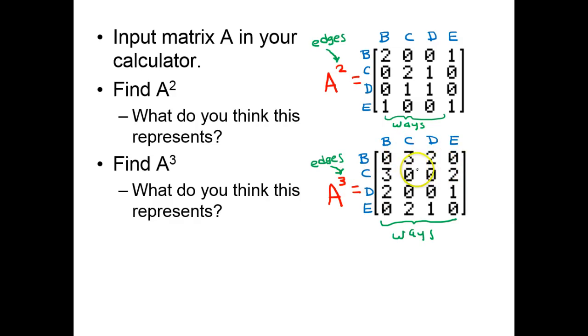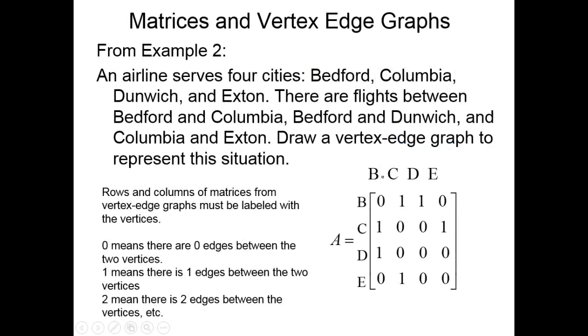Okay, so using A to the 3rd power. So that means we want to use 3 edges. Let's look at this 2 right here between Bedford and Dunwich. Alright, this means that there are 2 ways to travel between Bedford and Dunwich using 3 edges. 2 ways, 3 edges, Bedford and Dunwich. Let's check it out.